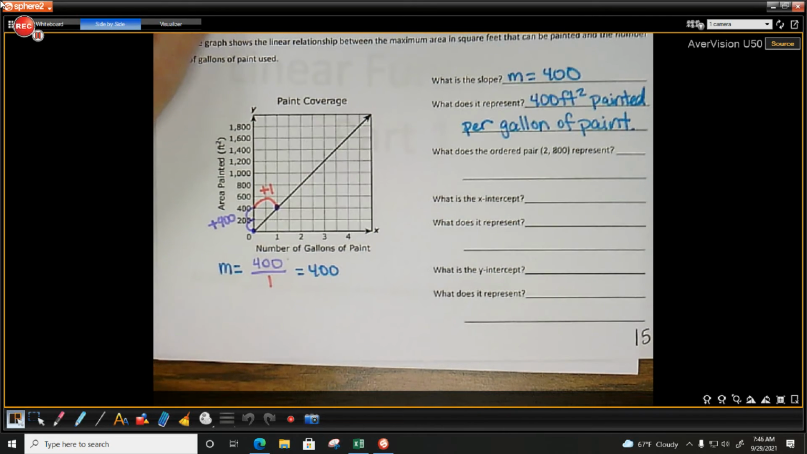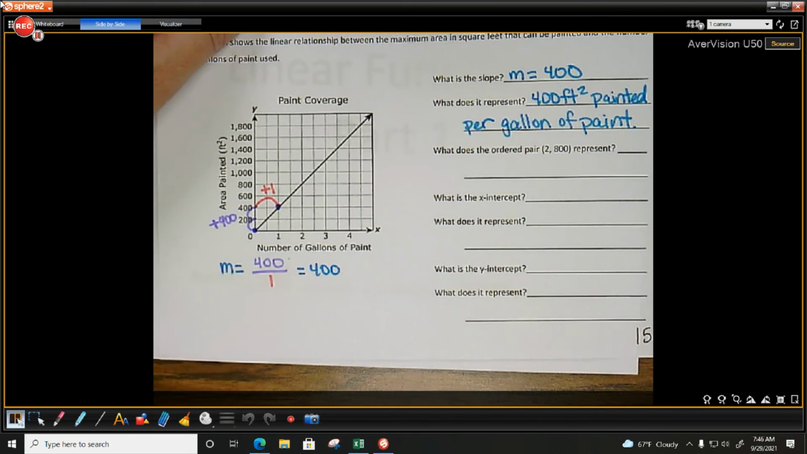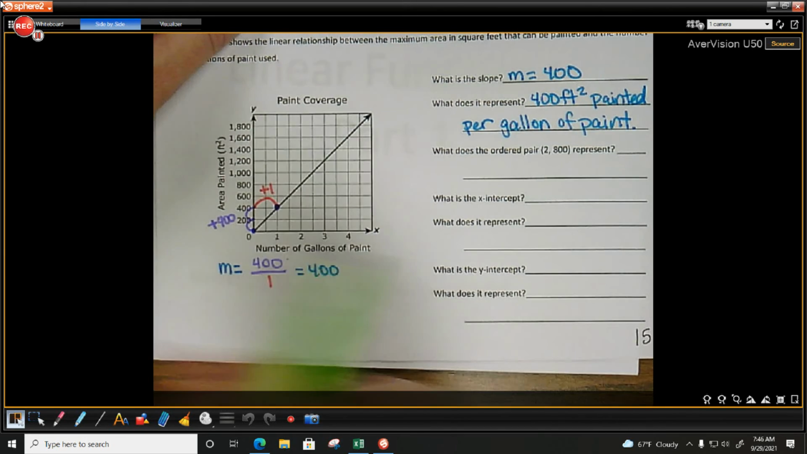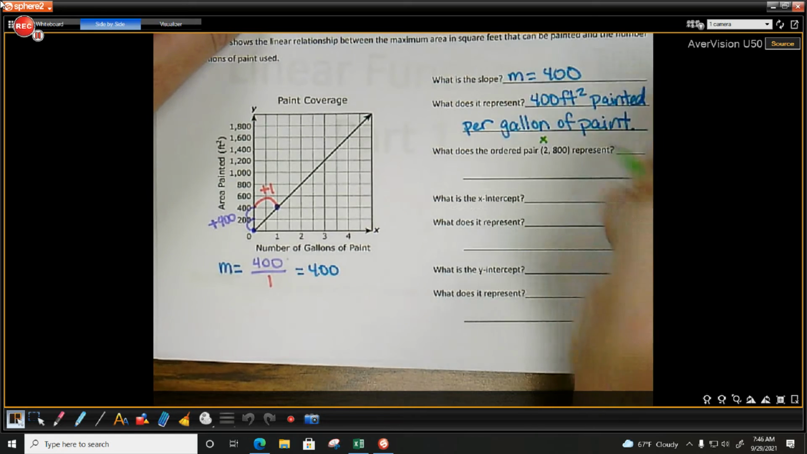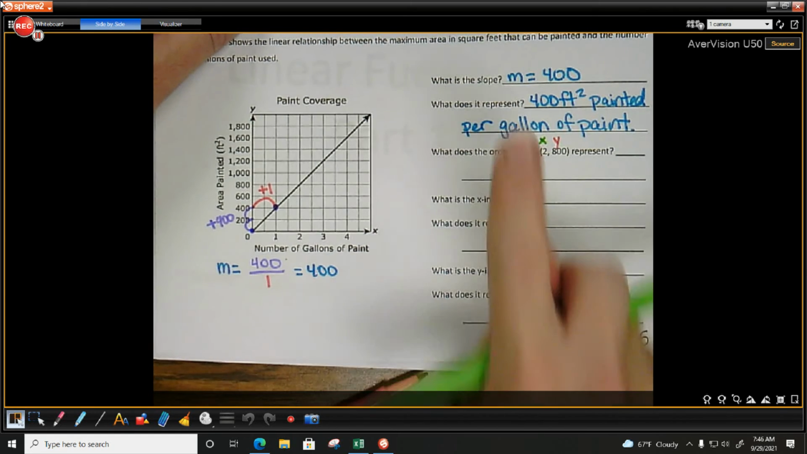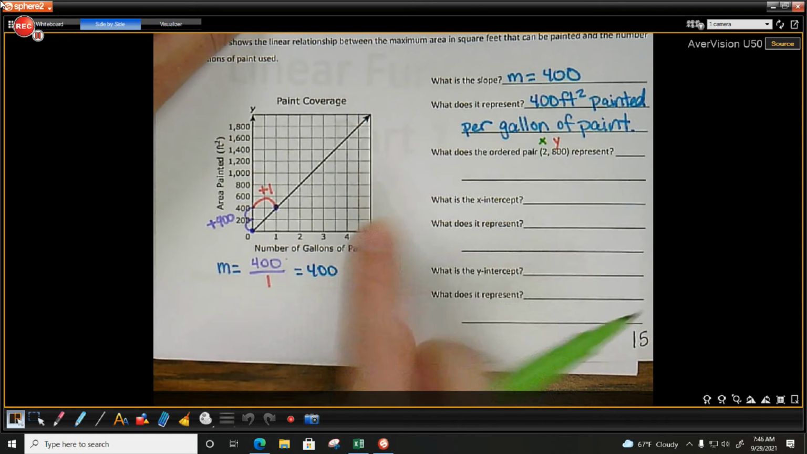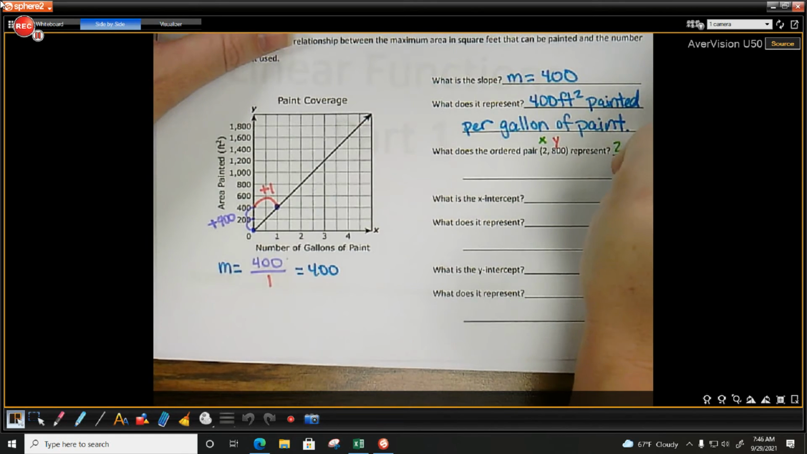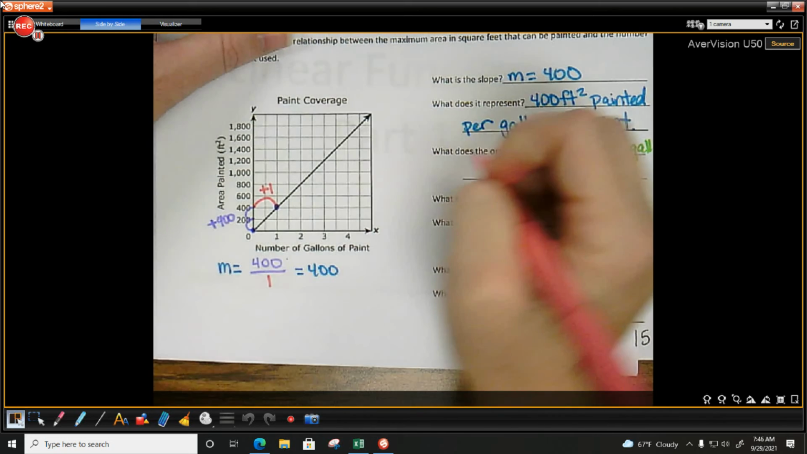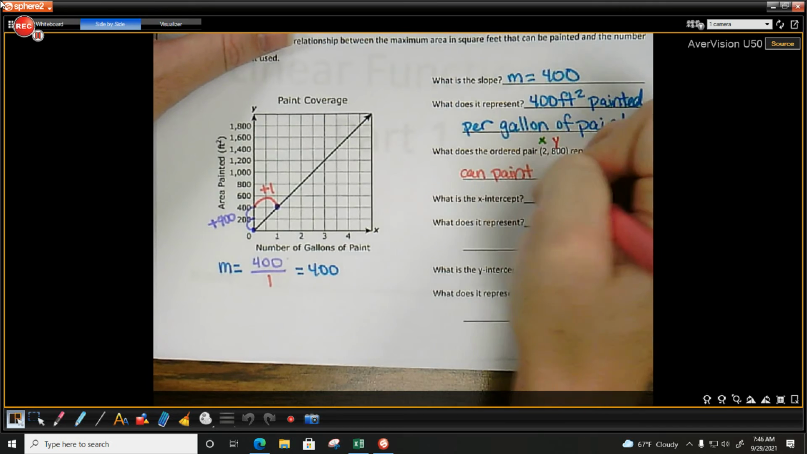Okay, let's now find the meaning of the ordered pair 2, 800. So x is 2, y is 800. Well, x is labeled what? Gallons of paint. So 2 gallons can paint what? 800 square feet.